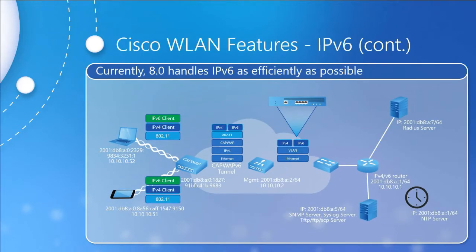So when we take a deeper look at that, currently 8.0 handles IPv6 as efficiently as possible. The controller is accessible via its wired and wireless IPv4 and IPv6 management interface. So that was an additional feature that was added to this. That means we can use HTTP, HTTPS, secure shell, a variety of methods to access that interface. We could also have TFTP access via IPv4 or IPv6. NTP servers could either use IPv4 or IPv6, and we had built-in ping support with both IPv4 and IPv6.